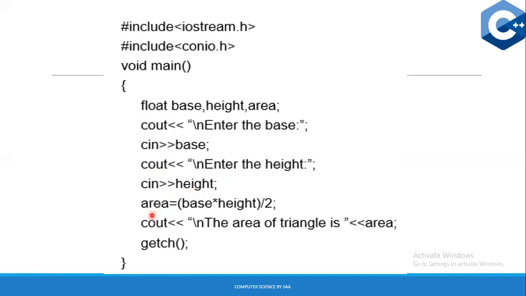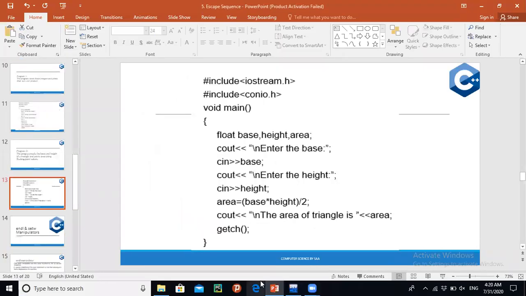Now we have to calculate the area. The formula to calculate the area of a triangle is 1 by 2 multiplied by base into height. So here, base into height divided by 2. Now this last cout statement will print out the result, or the area, on the output screen. Now let's execute this simple example in Dev C++.